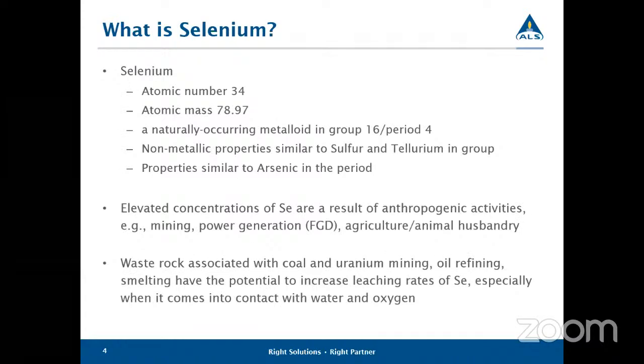So, what is selenium? Selenium is a naturally occurring metalloid, often found in metal sulfide ores, and it exhibits both metallic and non-metallic properties. The properties are often similar to sulfur, tellurium, and arsenic. The main anthropogenic sources are typically mining and power generation, oil refining, and agriculture. Waste rock associated with coal and uranium mining, oil refining, and smelting also has the potential to leach selenium if water and oxygen come in contact with the waste rock.